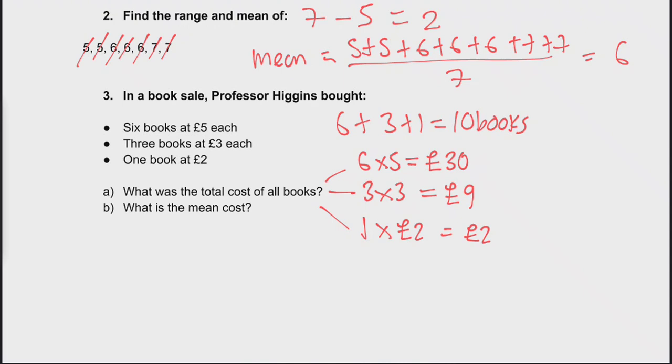So overall, we want to do 30 plus 9 plus 2, and that is going to be, he's spending £41 overall. And that is the total cost of all books.